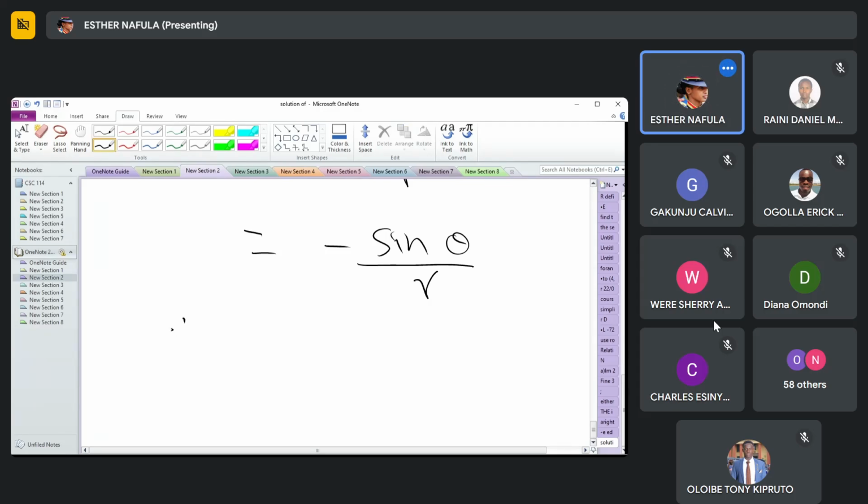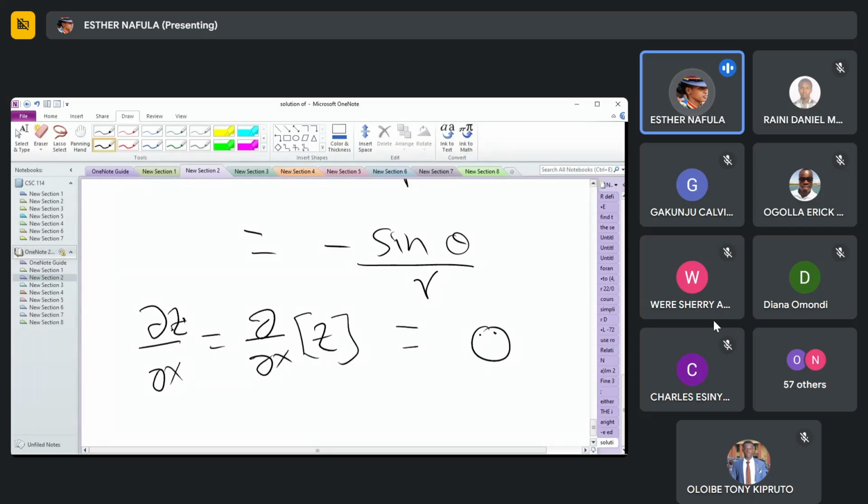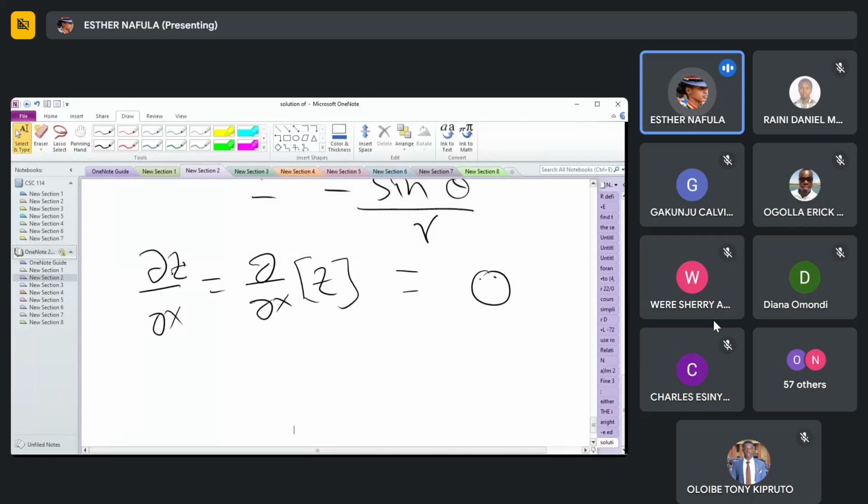Next, we need partial z, partial x. This is the partial derivative with respect to x of z, which is just equal to z. When you differentiate z partially with respect to x, you treat it as a constant. So this gives you a 0 because the derivative of a constant is equal to 0.